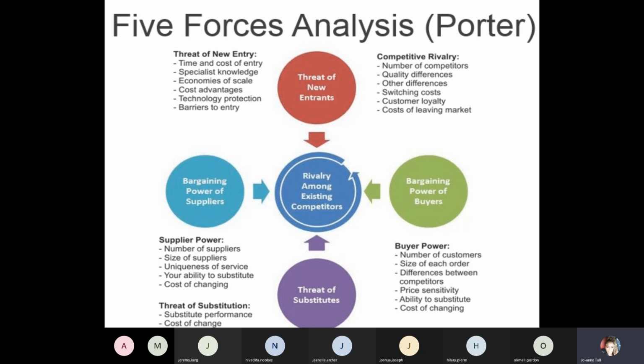Porter argues that it isn't just the rivalry among your existing competitors that you have to be concerned about as competition, but also that these other four forces, as he calls them, can also act as competition. And that's why he calls it the five forces analysis. What you are supposed to do as a creative entrepreneur in scanning your environment is to discern the extent to which these five forces are impacting or can impact your venture, and how many of them do.